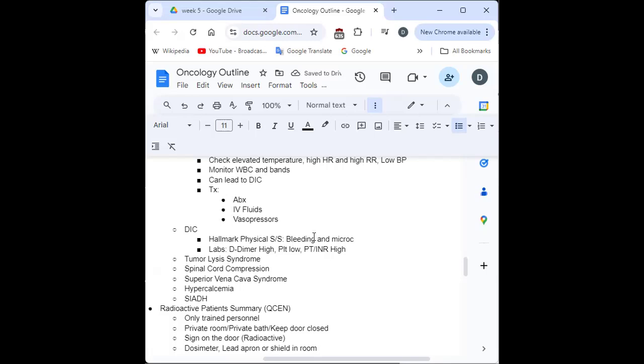Yeah, but you'll have petechiae. It kind of goes along with the bleeding. But bleeding, petechiae, I'll include that. Basically bruising, petechiae.